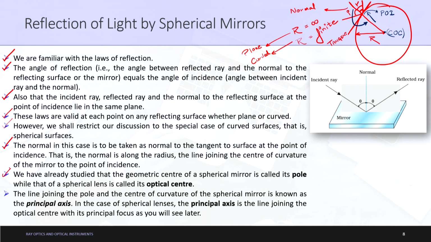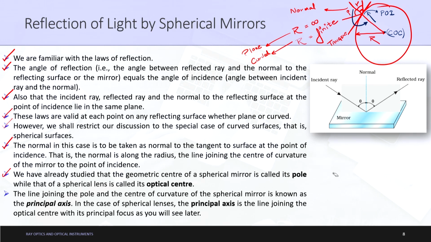Next, we have already studied that the geometric center of a spherical mirror is called its pole, while that of a spherical lens is called its optical center. This is just the theory part, you just need to remember what the center of a spherical mirror is called, it is called a pole, and what the center of a spherical lens is called, it is called the optical center, because all these things will be dealt with when we try to analyze the ray optics questions. So, just remember the theory part that the geometric center of a spherical mirror is called its pole and that of a spherical lens is called its optical center. Okay, let us move on.